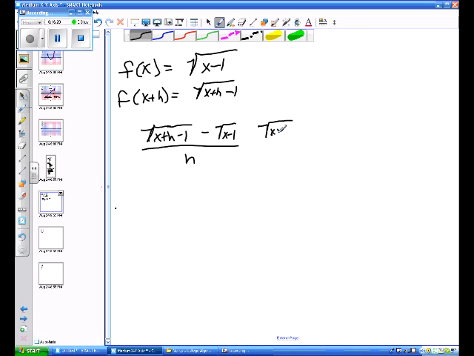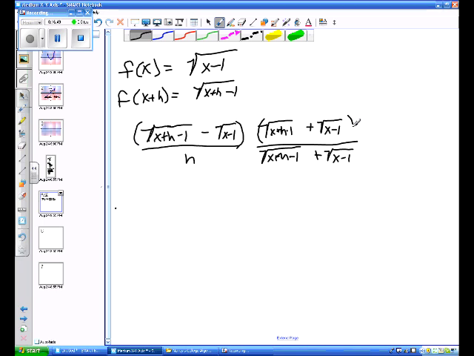So that's going to be the square root of x plus h minus 1 plus the square root of x minus 1. So all we've done is multiply this by 1. We haven't changed any values.